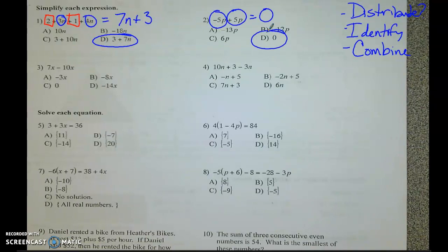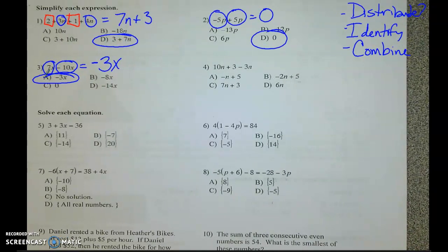Number 3, do we have to distribute? No. Identify like terms. We have a 7x and I have this negative 10x. The minus has to come with it, and so 7x minus 10x, those are going to combine. That's going to give us negative 3x. That makes the answer A.